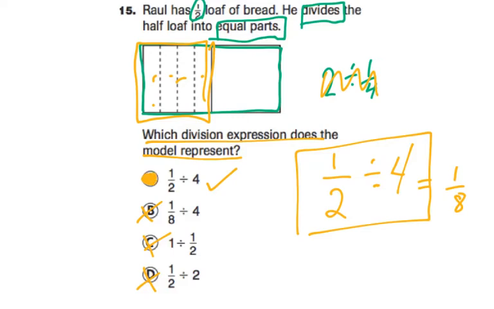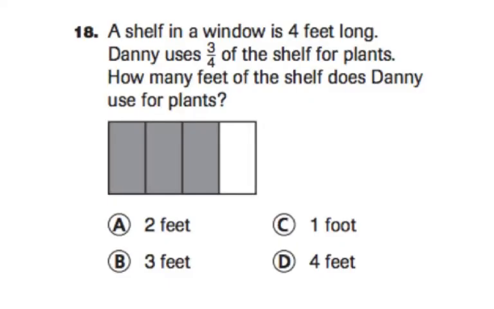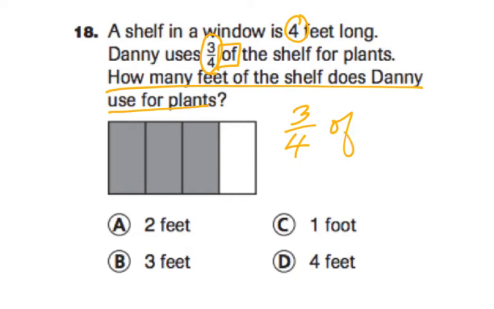Okay, let's look at the next problem. Our last problem. A shelf in a window is 4 feet long. Danny uses 3/4 of the shelf for plants. How many feet of the shelf does Danny use for plants? Now look at this. I have 3/4 of something, 3/4 of 4 feet.